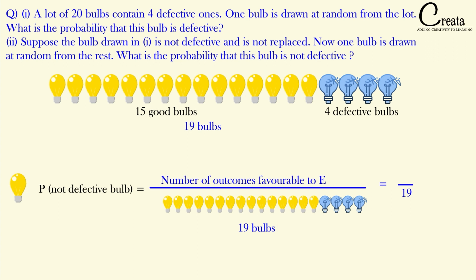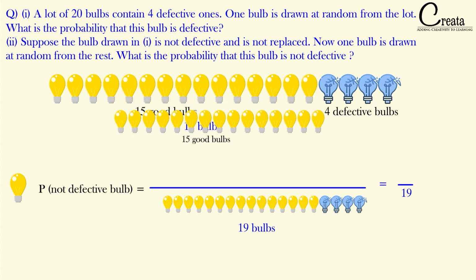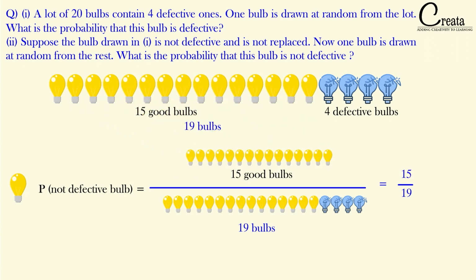And now the question has changed. Now we have to calculate the probability of getting a good bulb, that is a non-defective bulb, and that is only 15. Initially it was 16, one is gone, so we got only 15. So the answer is 15 by 19.